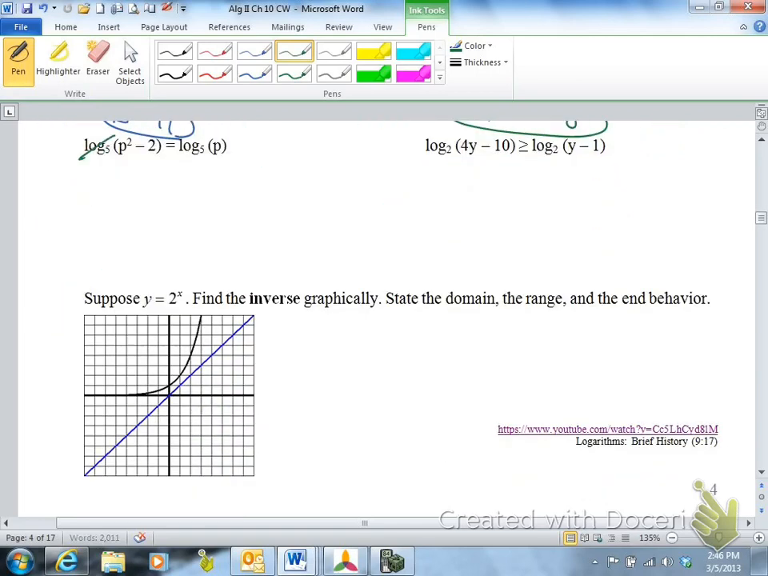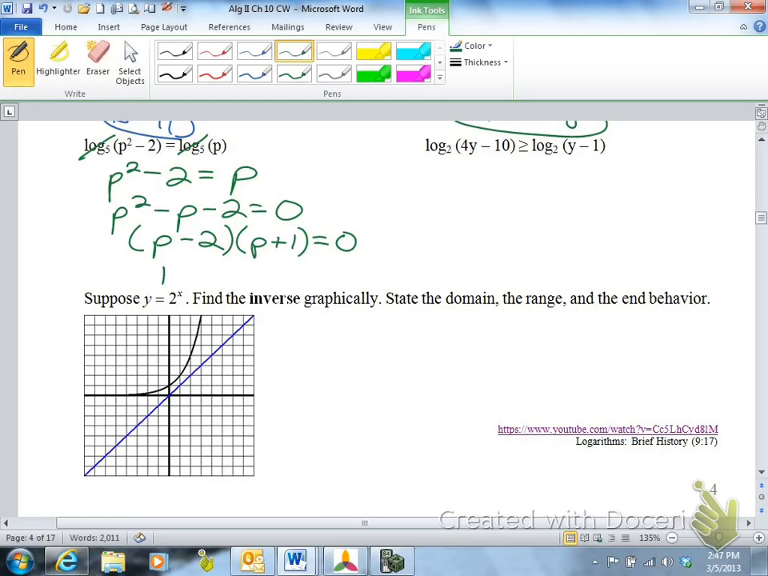So you have log 5, you can cancel them. You have p squared minus 2 equals p. And to solve that, since you have multiple variables, you want to put the variables on one side. You have p squared minus p minus 2 equals 0. And you factor: p minus 2, p plus 1 equals 0. You get 2 answers, 2 and negative 1.